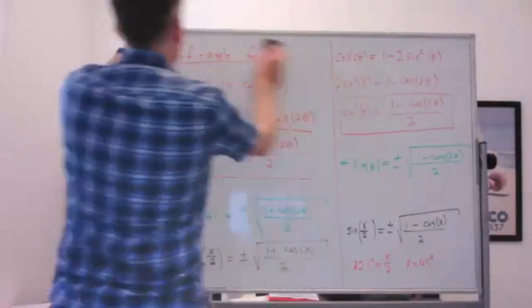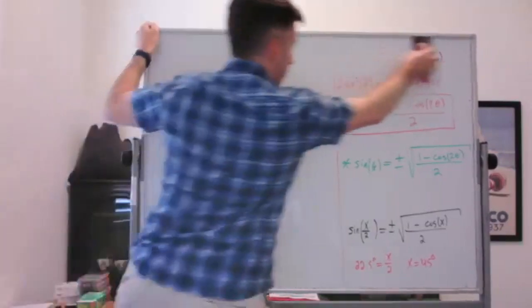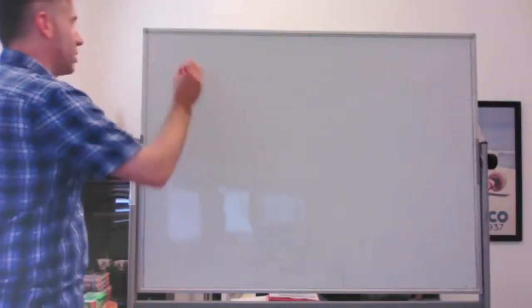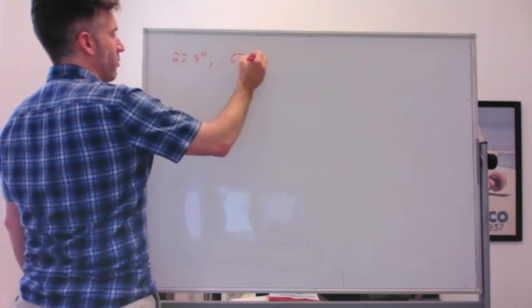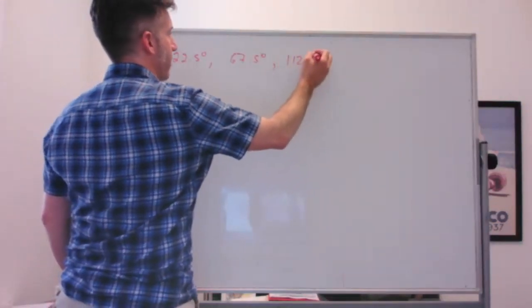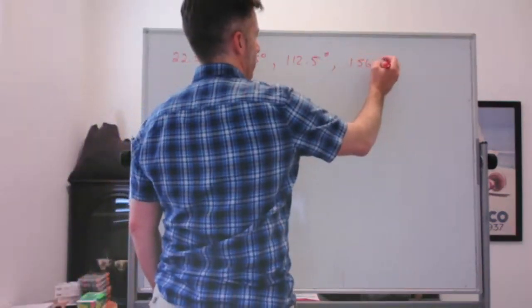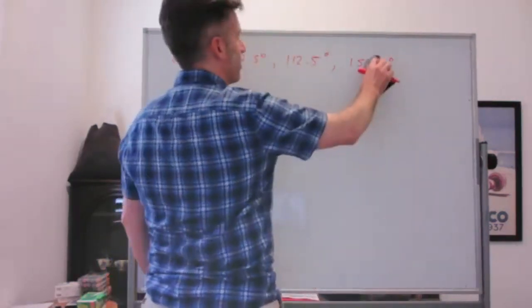Okay, so the thing I want to say is all of these examples are going to be half of an angle whose reference angle is 45 degrees, or half of an angle whose reference angle is pi over 4. So here are some common examples. You could have 22.5 degrees. You could have 67.5 degrees. You could have 112.5 degrees. You could have 157.5 degrees.